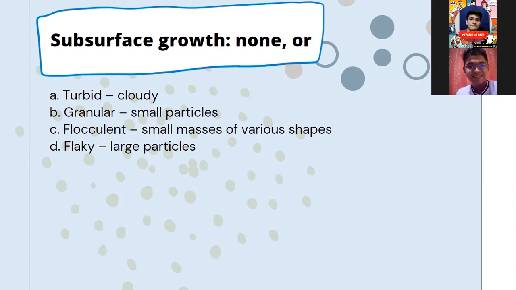C. Flocculent: small masses of various shapes. Flocculent growth in broths is best defined as little visible masses of growth, a mass of bacteria at the bottom of a suspension, and a visible layer of growth on the surface. D. Flaky: large particles. Flaky is just like the granular, but this has larger particles. Next.